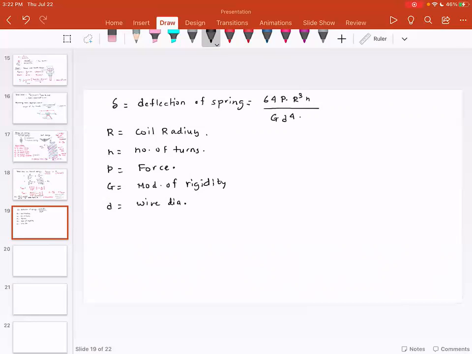And please understand, spring design is based on torsion. So the concepts that we studied in the case of torsion are used to find out the total stresses in the spring. That's why we have the modulus of rigidity, which is torsional stress divided by torsional strain. Okay. Now, let me work out a problem so things are clear.